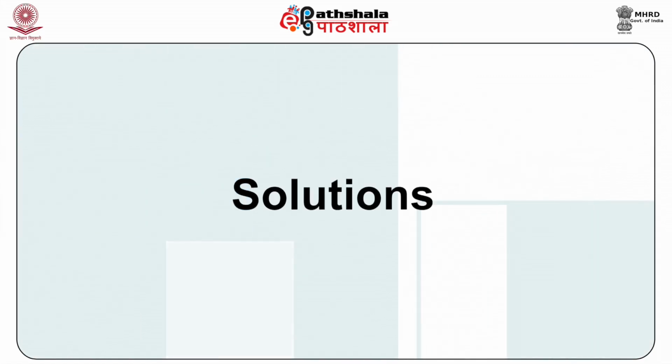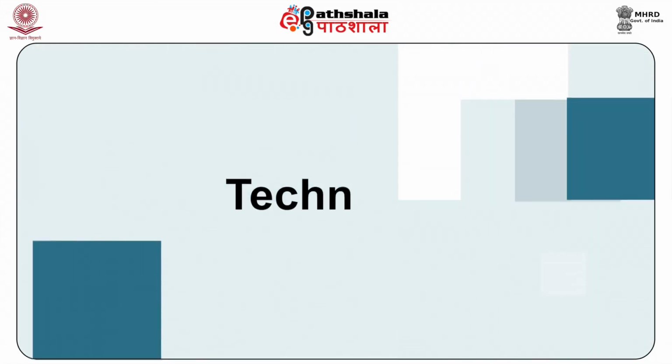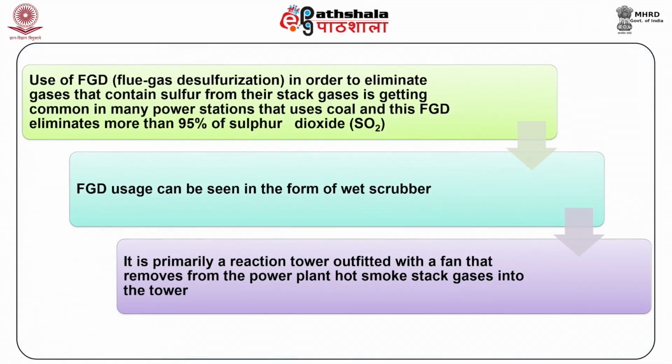Now let us discuss the solutions. First is technical. Use of FGD, that is flue gas desulfurization, to eliminate sulfur-containing gases from stack gases is getting common in many power stations that use coal, and this FGD eliminates more than 95% of sulfur dioxide, that is SO2. FGD usage can be seen in the form of a wet scrubber.